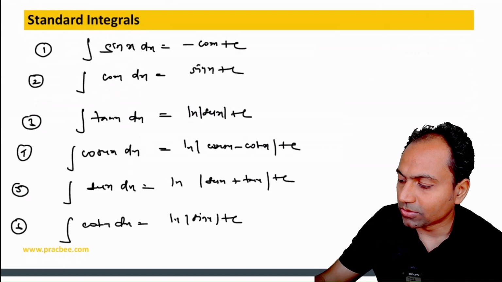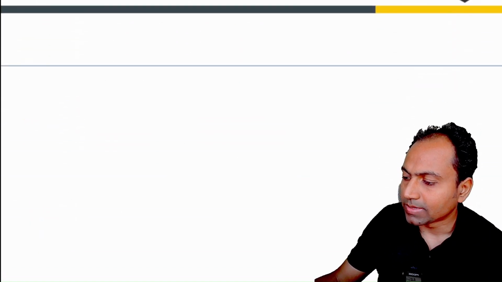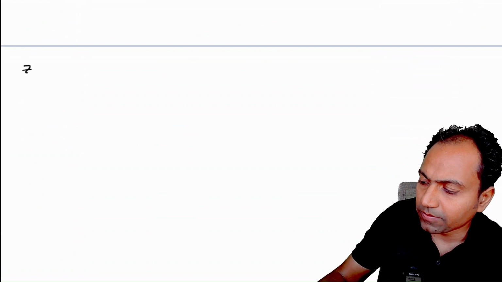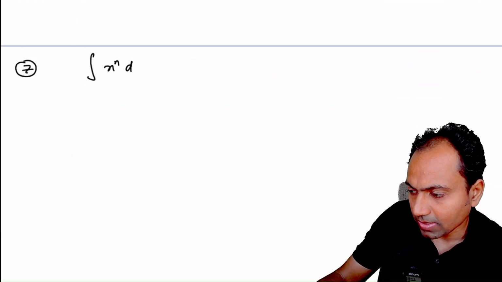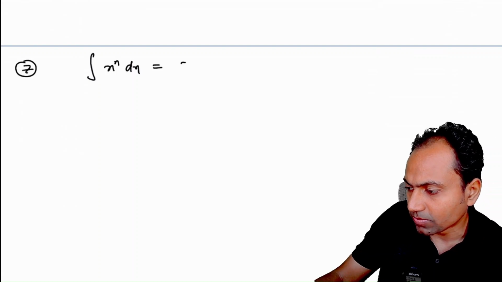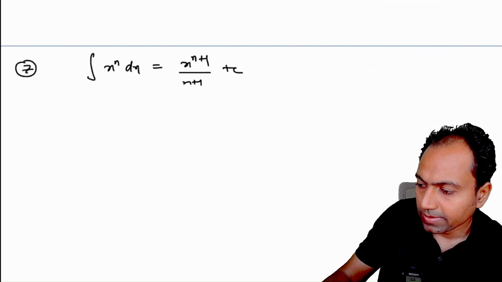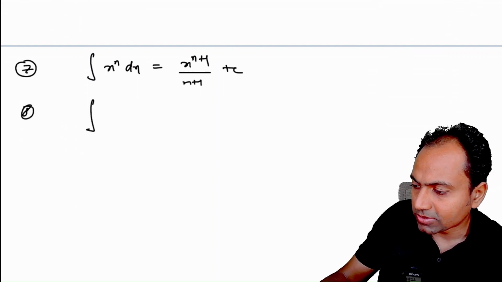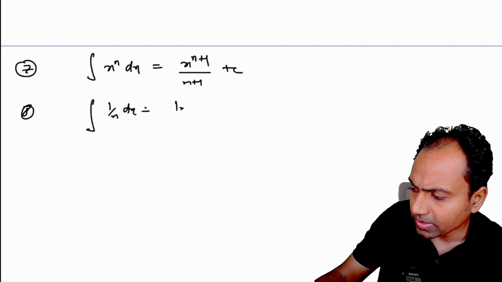Now there are 2-3 more ideas corresponding to this that we need to know. Second is if I take algebraic functions. So if you have x raised to the power n dx, the answer to this question becomes x raised to the power n plus 1 by n plus 1. If we have integration of 1 by x dx, this formula is not valid for n equal to minus 1. If I do that, it becomes ln of mod of x plus c.